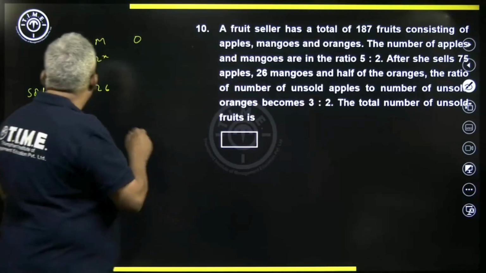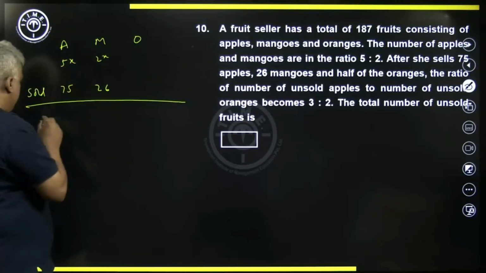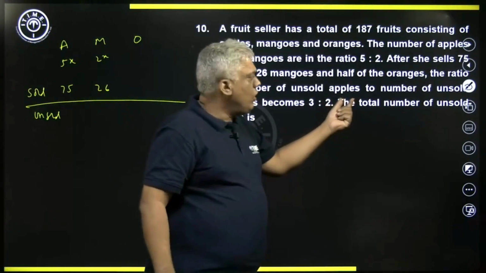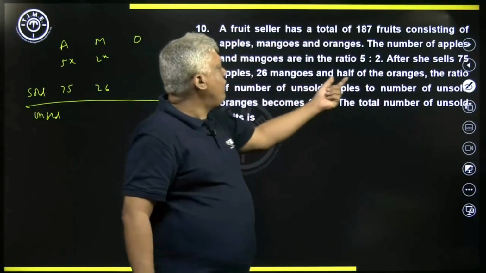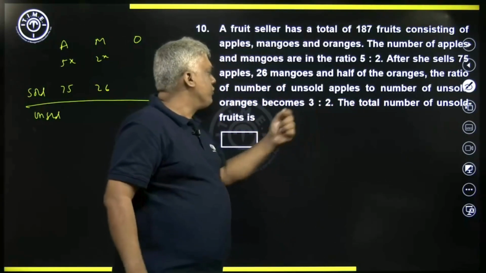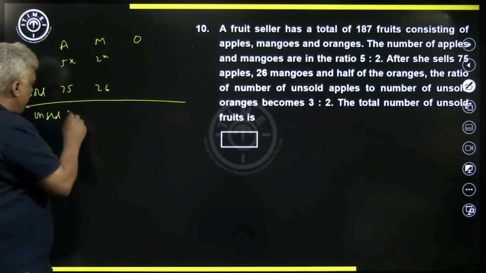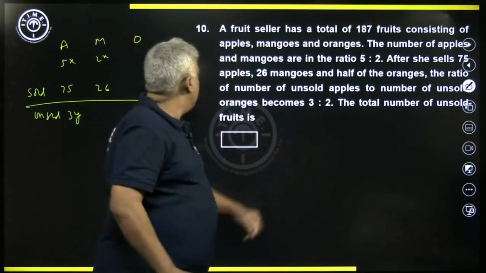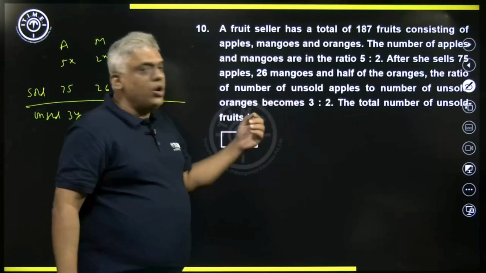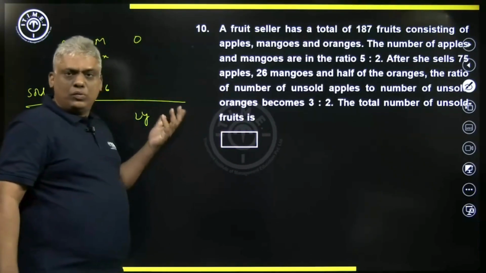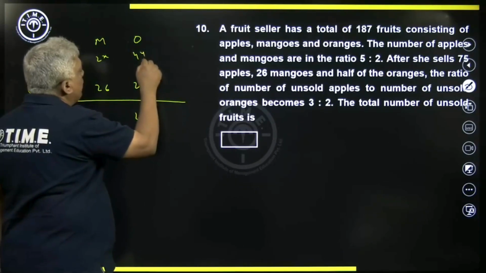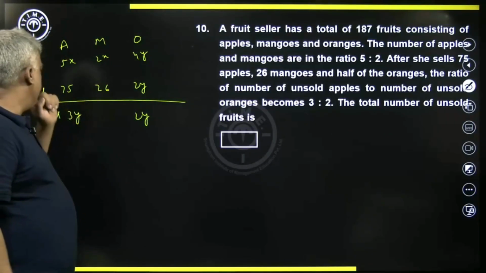These are the quantities in the beginning, and this is the unsold. Half the oranges were sold. The number of unsold apples to the unsold oranges is 3:2. So, let us say unsold apples are 3y and unsold oranges are 2y. Since half of the oranges were sold, half are remaining, so 2y remaining and 2y sold. So, original oranges were 4y.